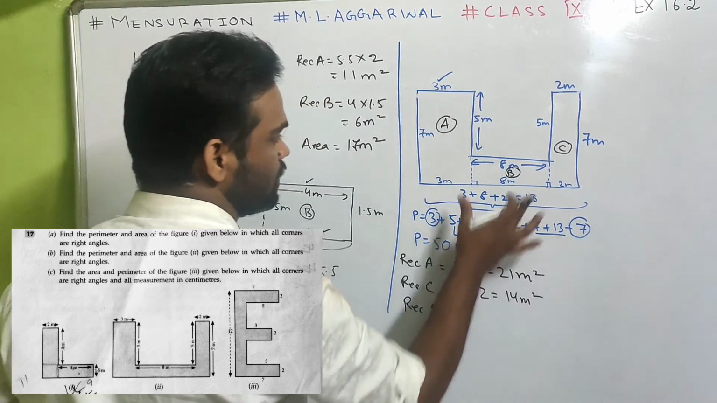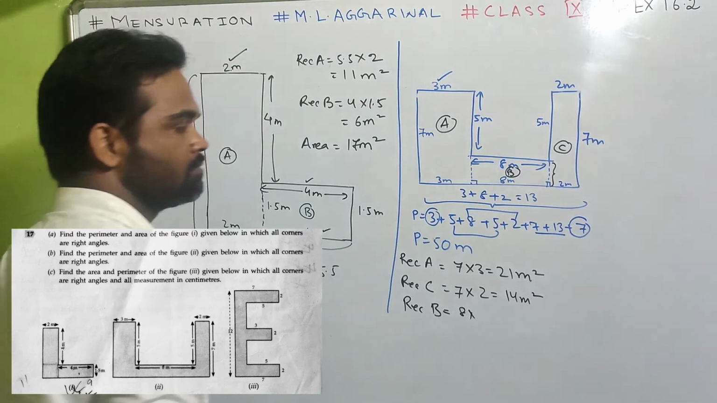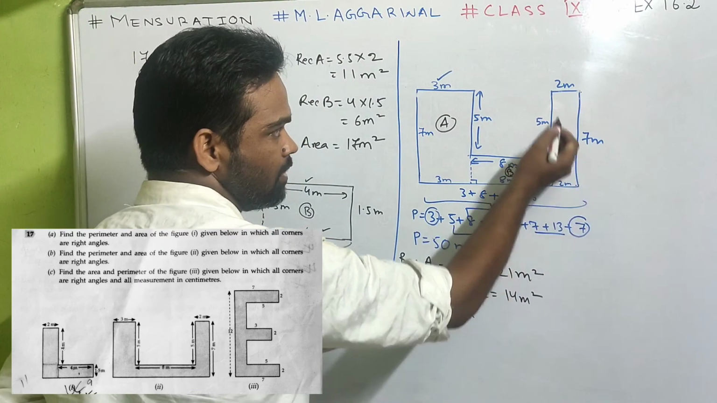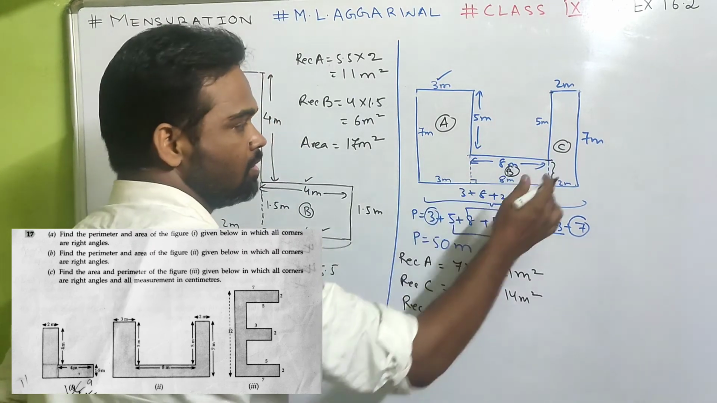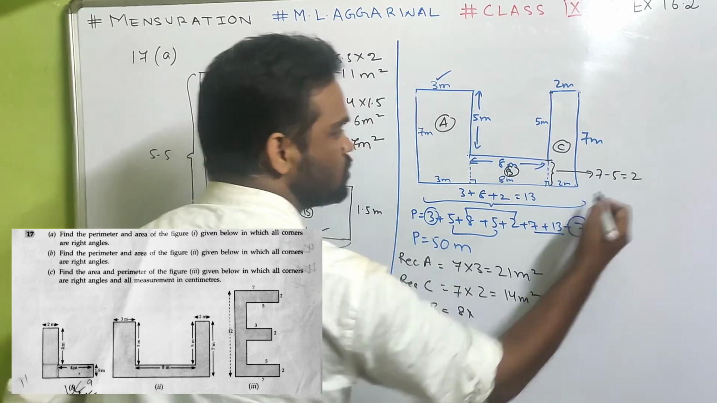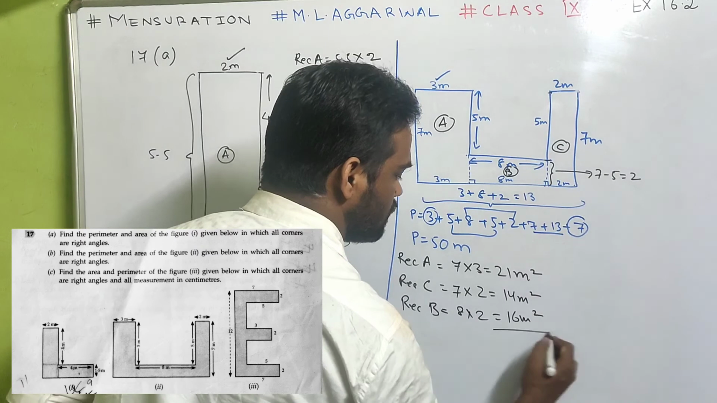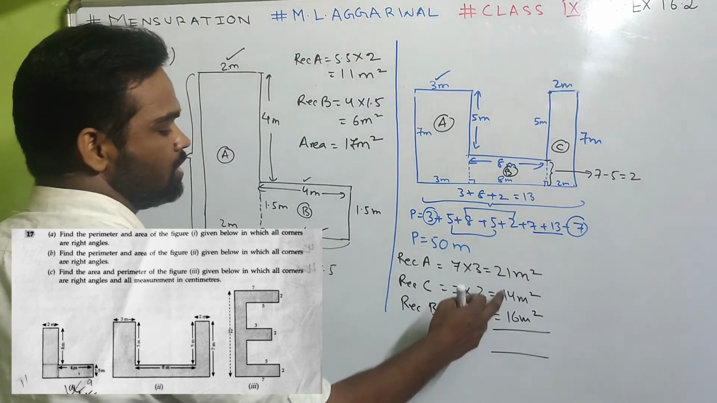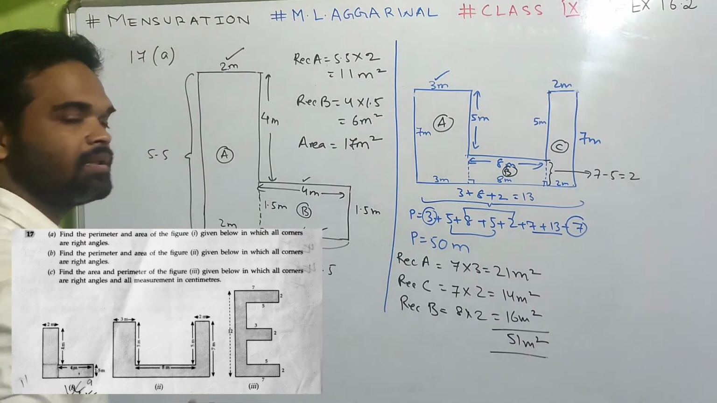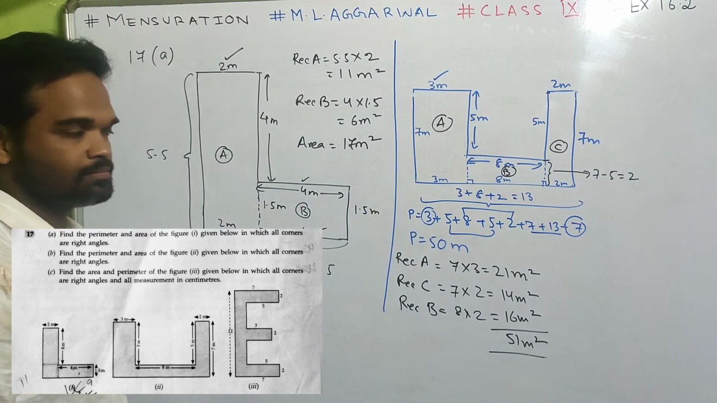Rectangle B, now look carefully. Length is 8. Breadth is this much. How much is this? Now look carefully. This entire thing is 7. From here to here, you have 5. So how much is this? This must be 7 minus 5. That's 2 meter. So 8 times 2, that's 16 meters square. So total area will be what? 20, 30, 40, 50, 51 meters square. That's the total area. I've divided it into 3 rectangles.